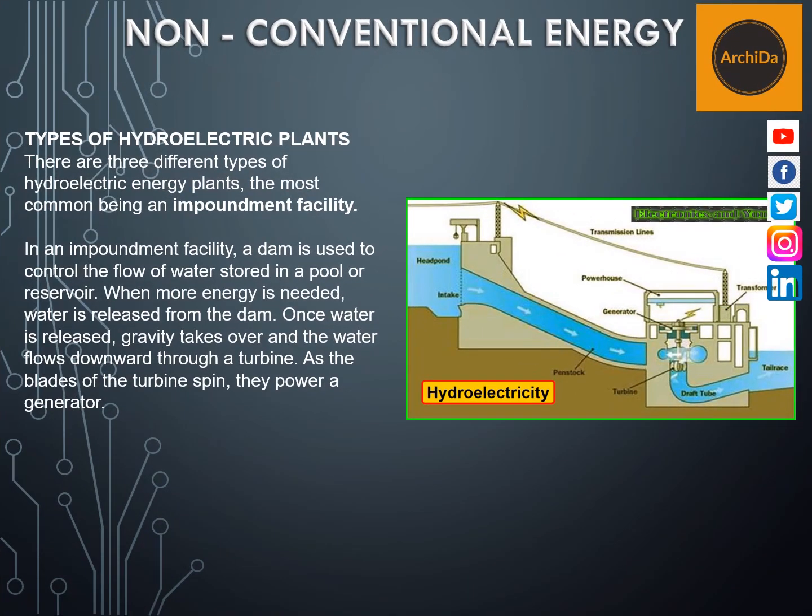Now, there are three types of hydroelectric plants. The first is an impoundment facility, wherein a dam is used to control the flow of water stored in a pool or reservoir. When more energy is needed, water is released from the dam. Once water is released, gravity takes over and the water flows downwards through a turbine. As the blades of the turbine spin, they power a generator.